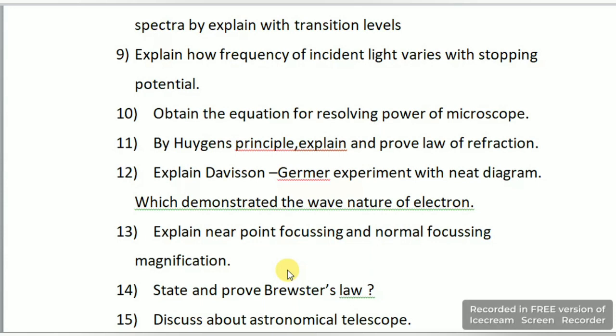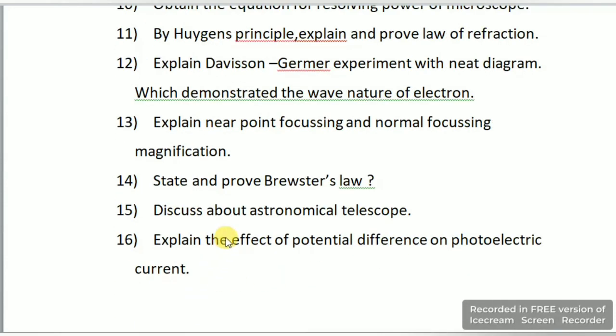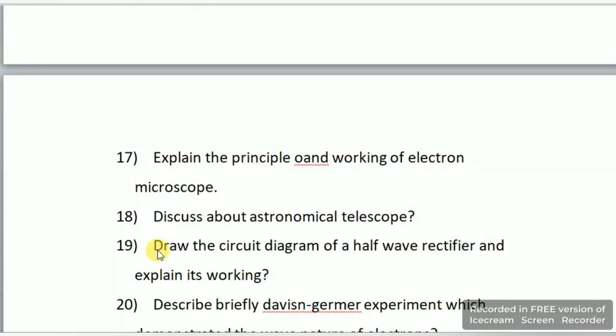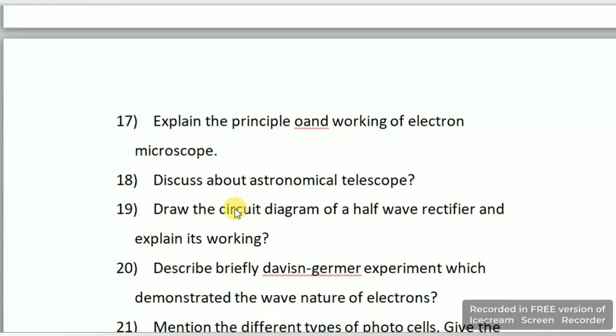Next, state and prove Brewster's law. Next, discuss about astronomical telescope. Next, explain the effect of potential difference on photoelectric current. Next, explain the principle and working of electron microscope. Next, discuss about astronomical telescope.